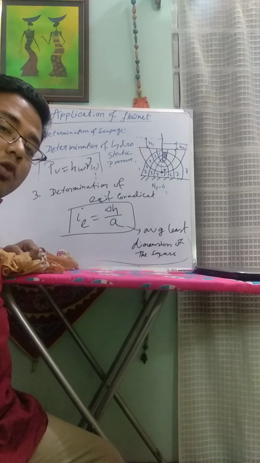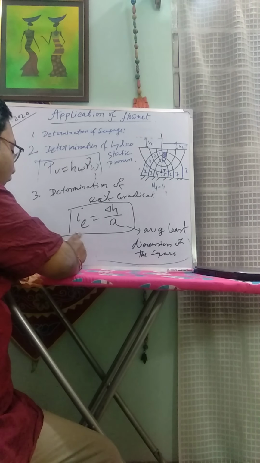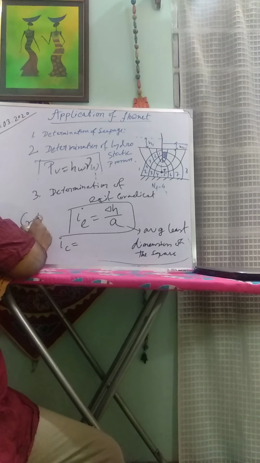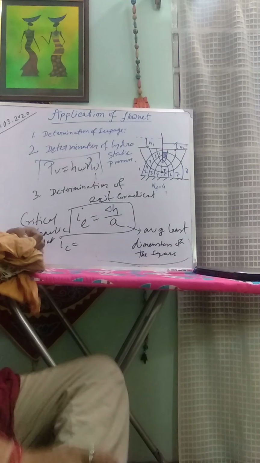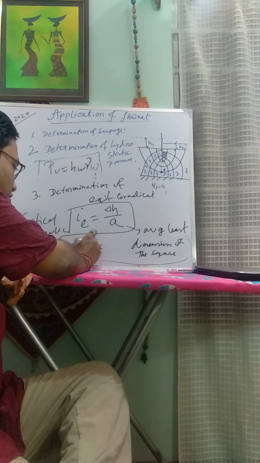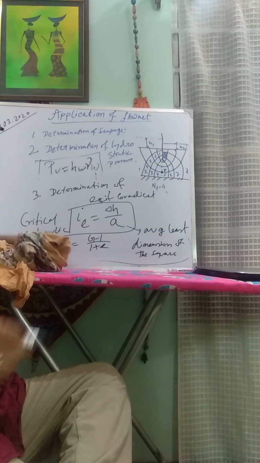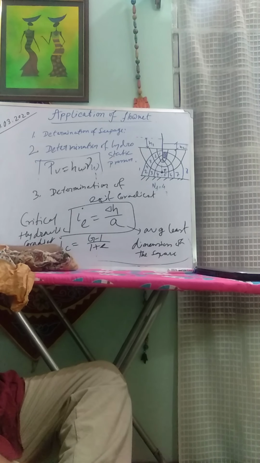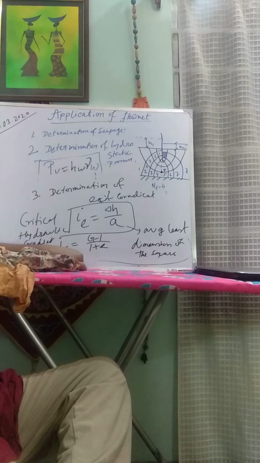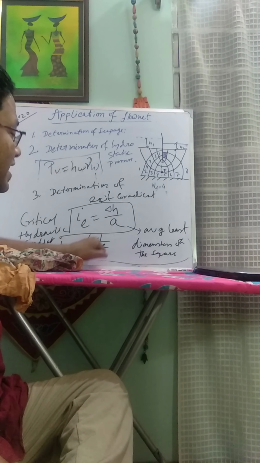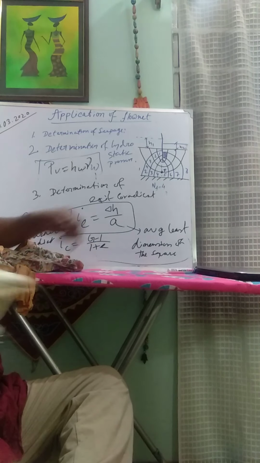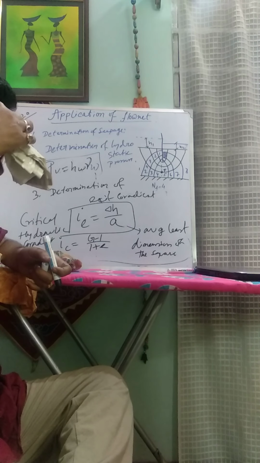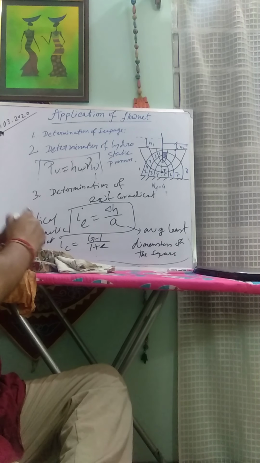Another gradient we know is the critical hydraulic gradient, IC, and IC equals G minus 1 by 1 plus E. This is very important. All things are important. This is the exit gradient and this is the critical hydraulic gradient. The critical hydraulic gradient is equal to G minus 1 by 1 plus E.